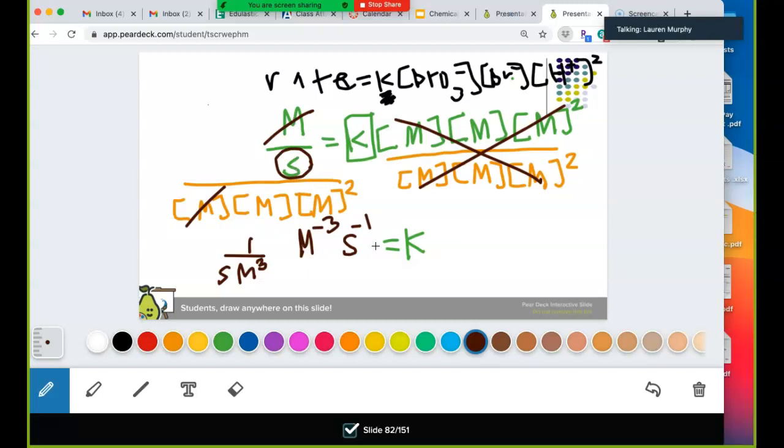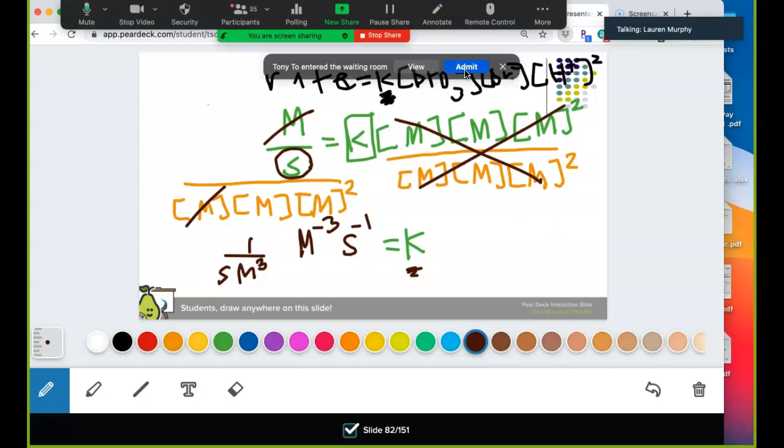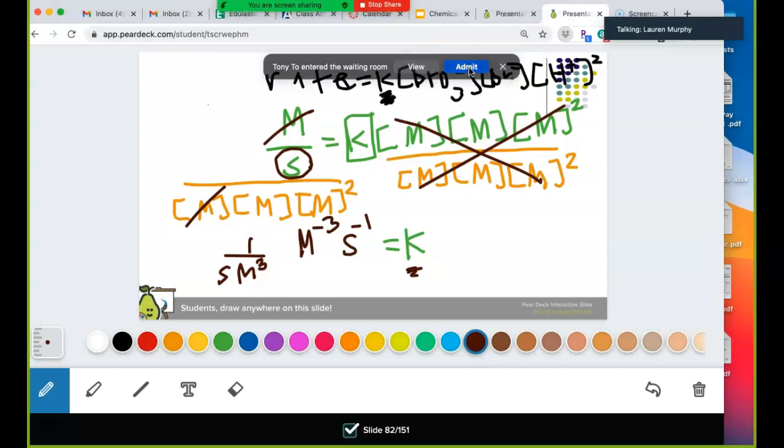And again, the K constant's units are not always the same because the order is not always the same. So if this was second order overall, you wouldn't have as many molarities. So the K constant's units will change, which is why they always ask about the K units on the test. And we'll do a bunch of practice with finding the K units. So you can't memorize the units for K, because it changes based on the rate law.